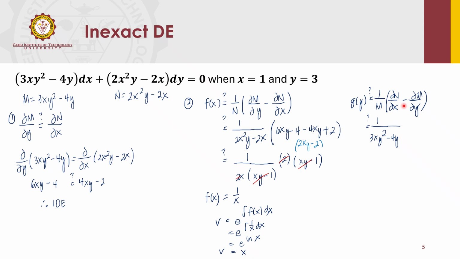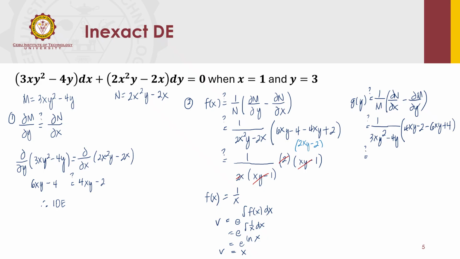You can simultaneously perform these operations and then factor out the greatest common factor, so it's just one step in the solution. This is again for discussion purposes, so that's why it's complete. So the partial derivative of n with respect to x is 4xy minus 2, minus the quantity 6xy minus 4. So that's minus 6xy plus 4.